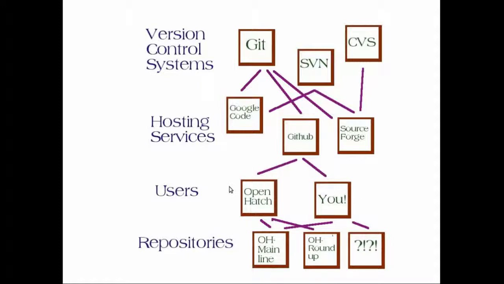Within GitHub, there are multiple users. For instance, OpenHatch, which is actually a special user called an organization. And users, organizations or individuals, can own repositories. Users can have multiple repositories, and repositories can have multiple contributors, although each repository is owned by a single user.